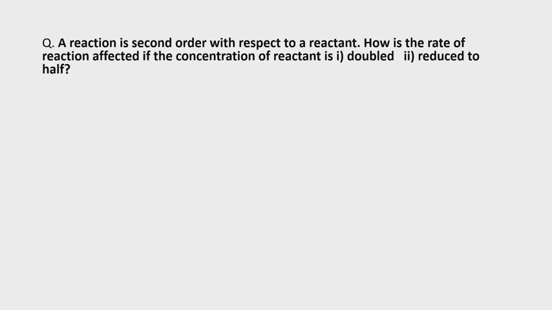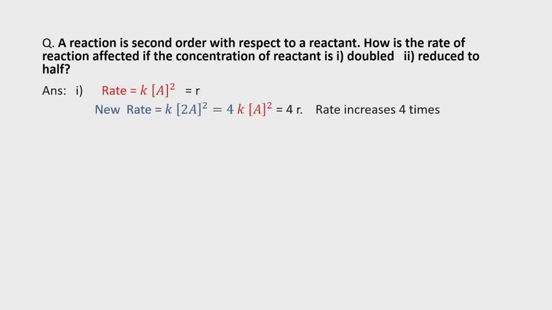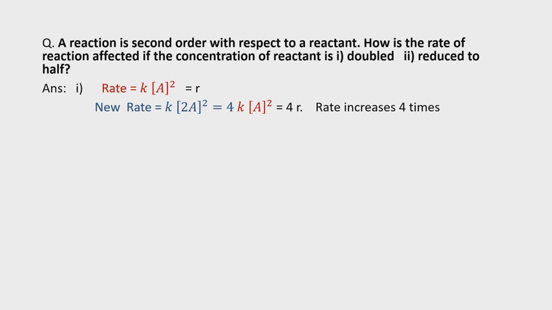Look at the question. A reaction is second order with respect to a reactant. How is the rate of reaction affected if the concentration of the reactant is, in the first case, doubled, and in the second case, reduced to half? So look at the answer. Rate equal to K into A square. We know this rate expression. This equals R, the initial rate.